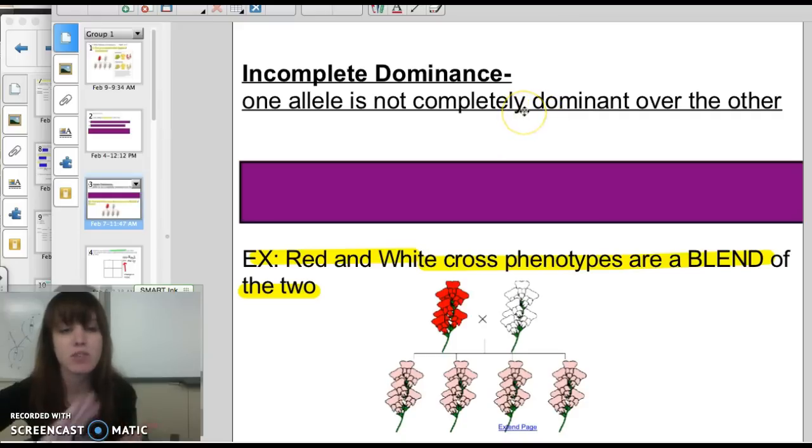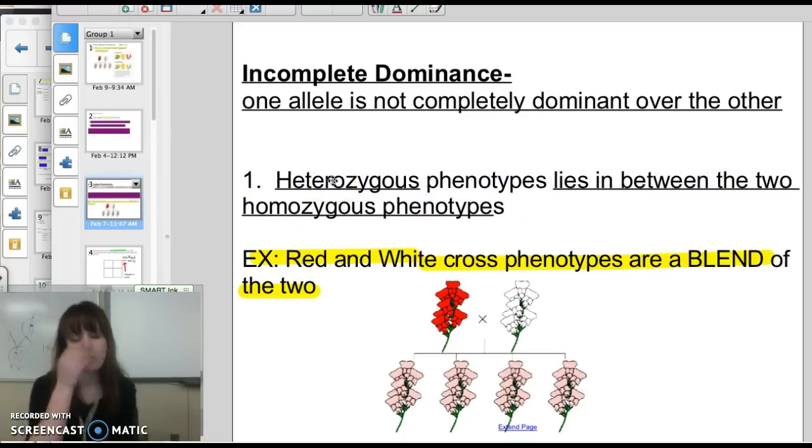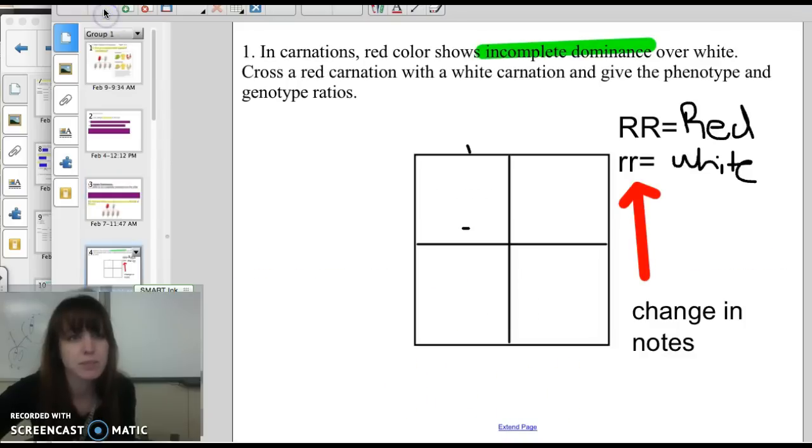And so instead of the dominant allele being completely dominant over the recessive, it's more of a mix. Neither is more dominant than the other. And so when you have a heterozygous genotype, the phenotype is going to lie somewhere between the two. So for instance, if you take red and white, neither of them are dominant over each other, so they get a blend. The heterozygous individual, their phenotype is a blend, and it's just like mixing paint. Red, white, you get pink. And this happens a lot in flowers.